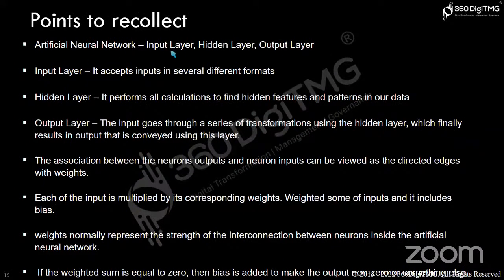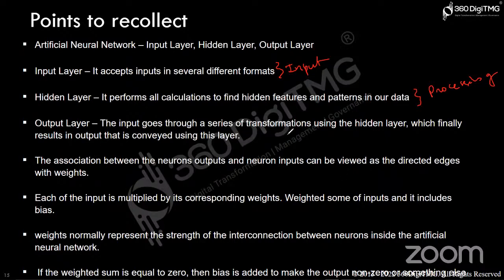Also, an artificial neural network consists of three layers: input layer, hidden layer, and output layer. The input layer accepts input in several different forms. Then we have the hidden layer. It performs all the calculations to find the hidden features and patterns in our data. This is the processing part, you can say. This is just input. If you compare this to our neuron, here all the processing happens. Then we have the output layer.